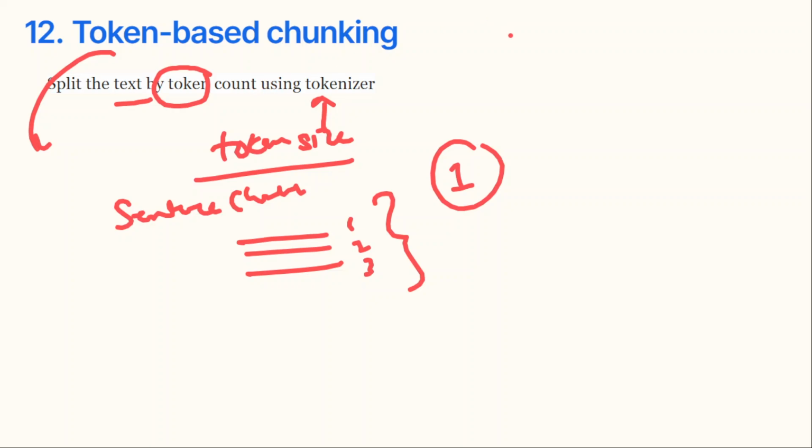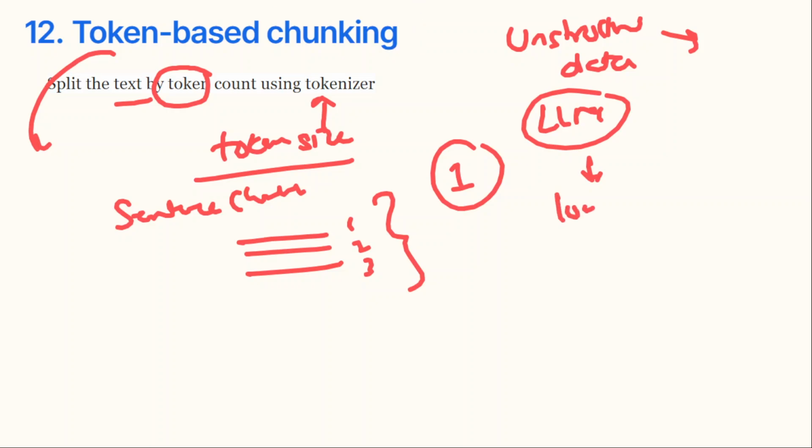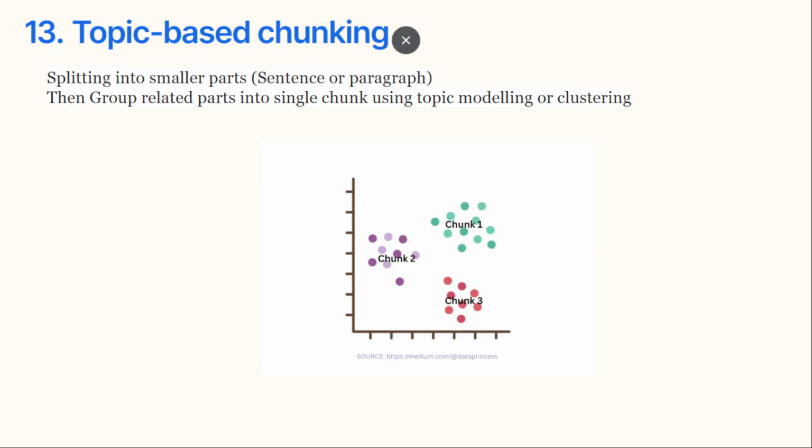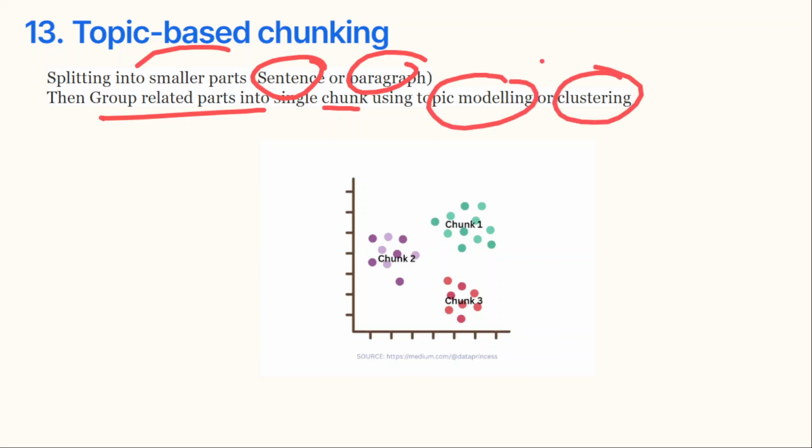That works very well. For example, whenever you have unstructured data that doesn't have any headings, or when working with an LLM that has a very low token limit, there you can use token-based chunking. Correct? Great. The next is something called topic-based chunking. You split the data into smaller parts, maybe sentences or paragraphs, and then group related parts into single chunks using topic modeling or clustering.